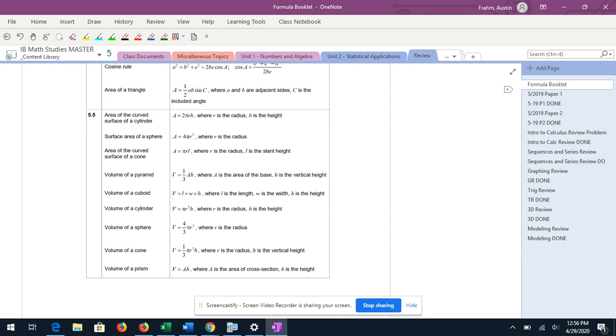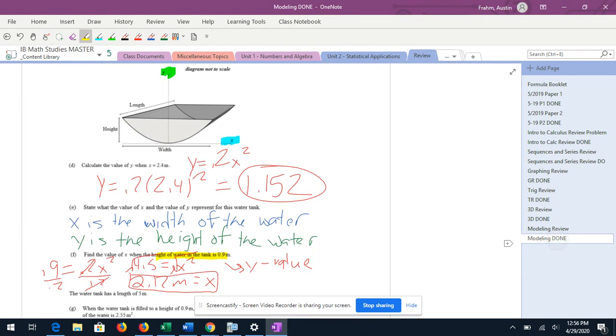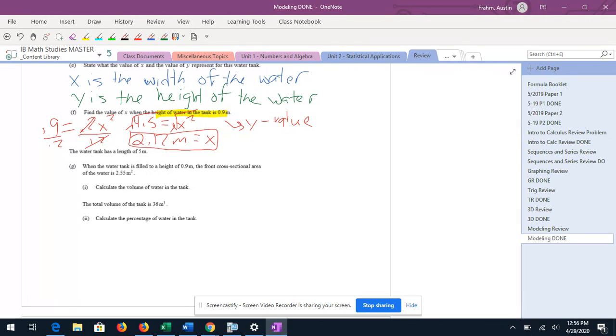Now if I go to my formula booklet, the volume of a cylinder, which is here, is pi r squared h, where r is the radius and h is the height of the cylinder. Now if we apply that to our problem, okay, we need to think three-dimensionally here. Let me write down the equation. V equals pi r squared h.